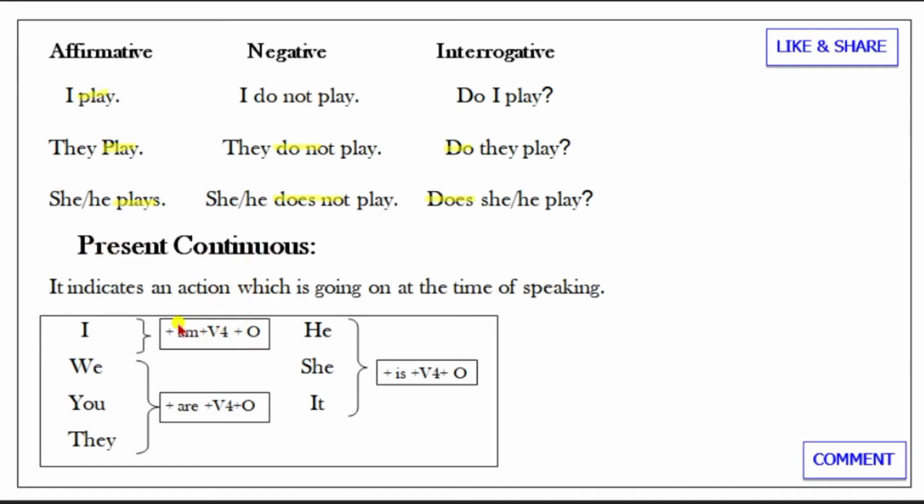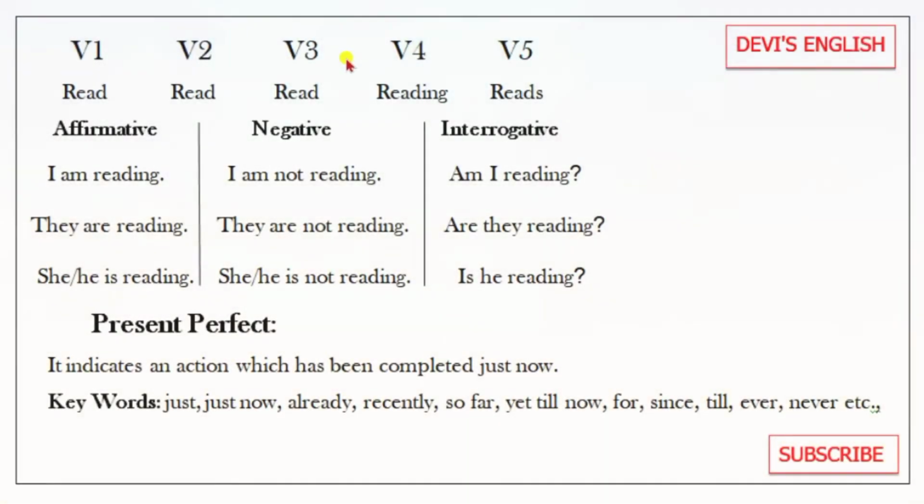Last video I explained it. Here, after I, the helping verb am must be used. After we, you, they, use are plus V4 plus object. After he, she, it, use is plus V4 plus object. Using the verb read, read, read, reading, reads, I am constructing affirmative, negative and interrogative sentences in present continuous.